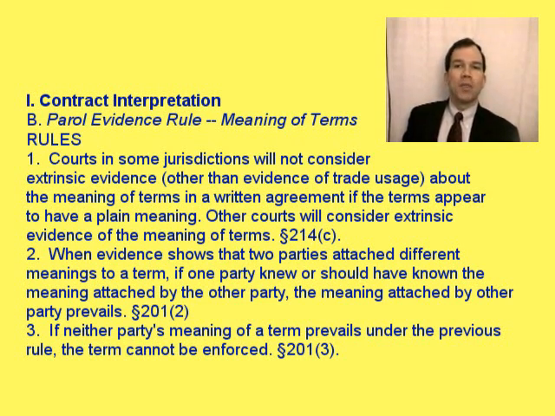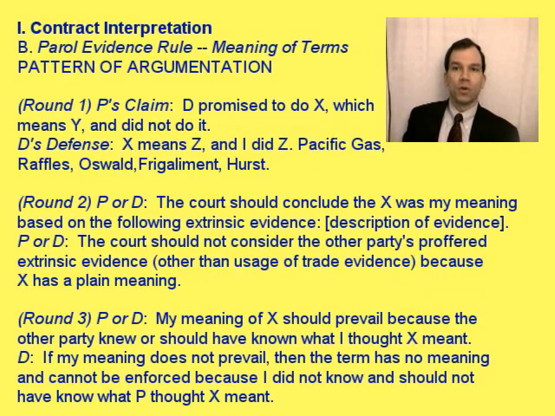The second rule is that when the evidence shows that the parties attach different meanings to a term in the contract, if one party knew or should have known the meaning attached to the other party, the meaning attached by the other party will prevail. The third rule is that if neither party's meaning of a term prevails under the previous rule, the term cannot be enforced. Now, how do these rules play out in actual litigation?